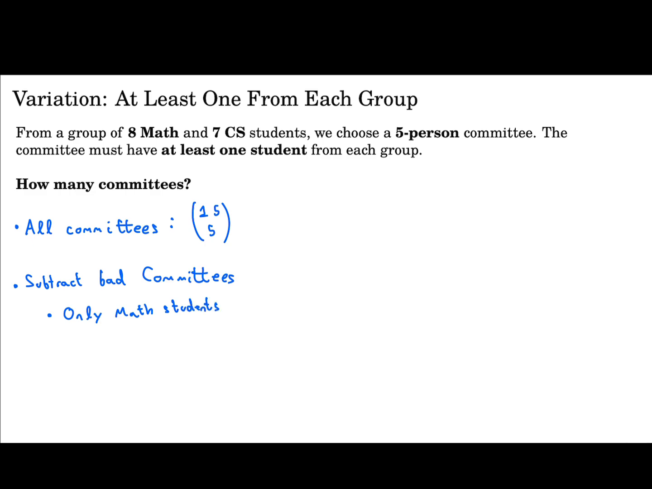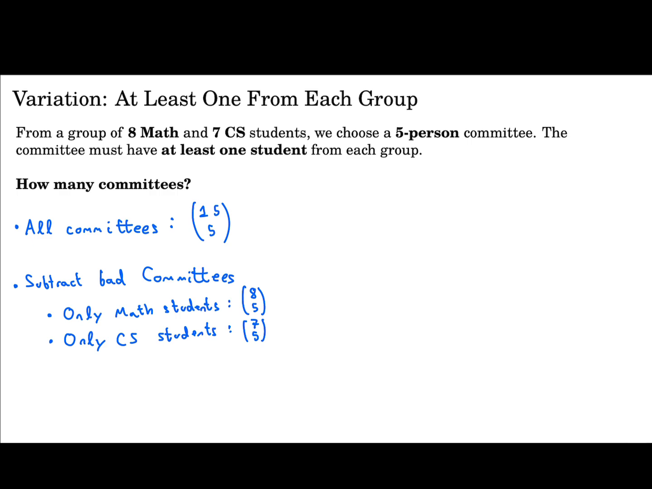And in how many ways can you have a committee with only math students? You have 8 math students and you choose 5 of them. And so you have 8 choose 5 ways of doing that. And then also you have the committees where you have only CS students. And how many of these do we have? Well, we have 7 CS students and we choose 5, so we have 7 choose 5.